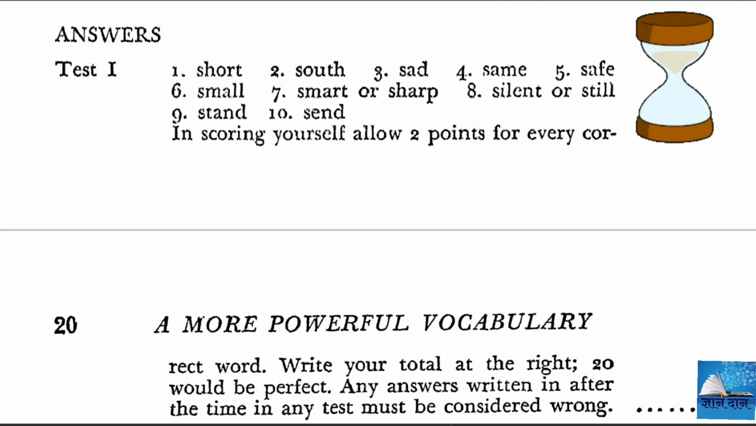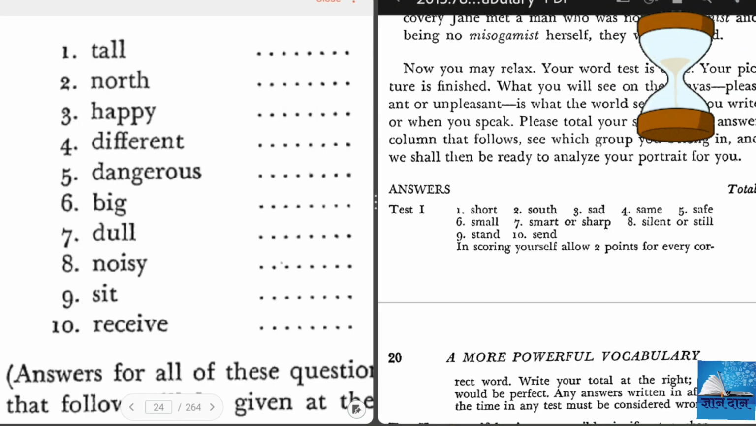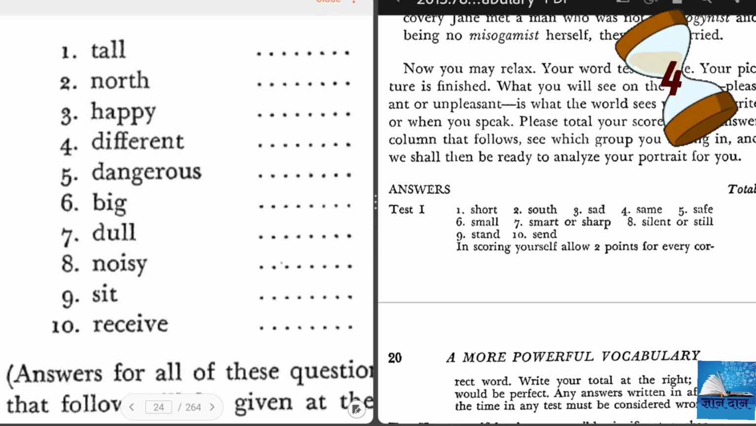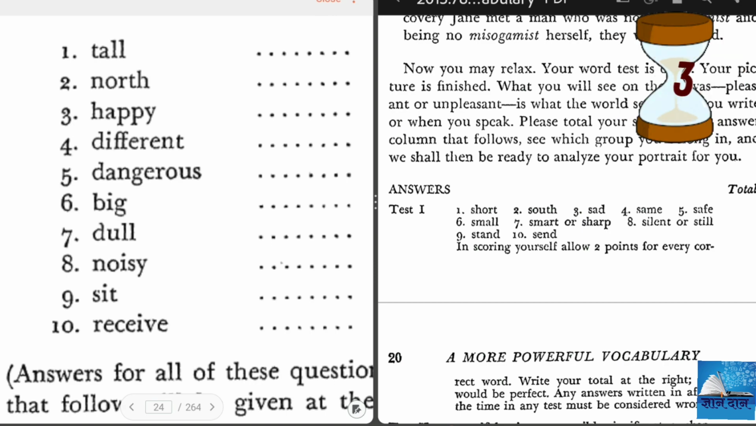Now let's check your answers. Tall goes for short, north, south, happy, sad, different, same, dangerous, safe, big, small, dull, smart or sharp, noisy, silent or still, sit, stand, receive, send.